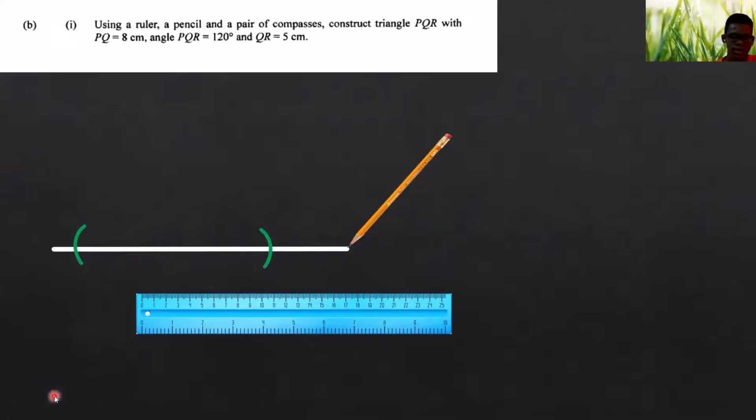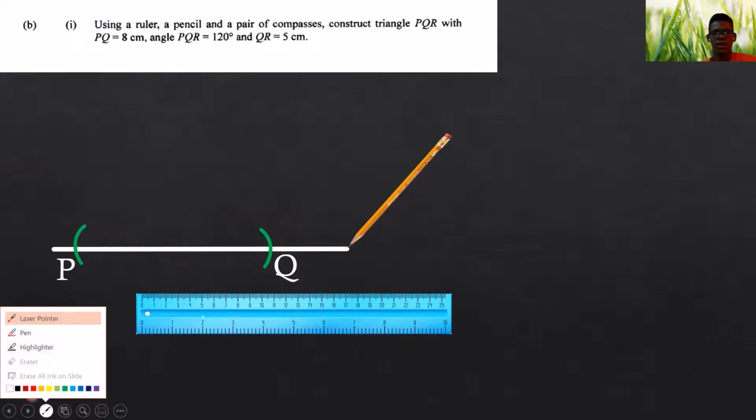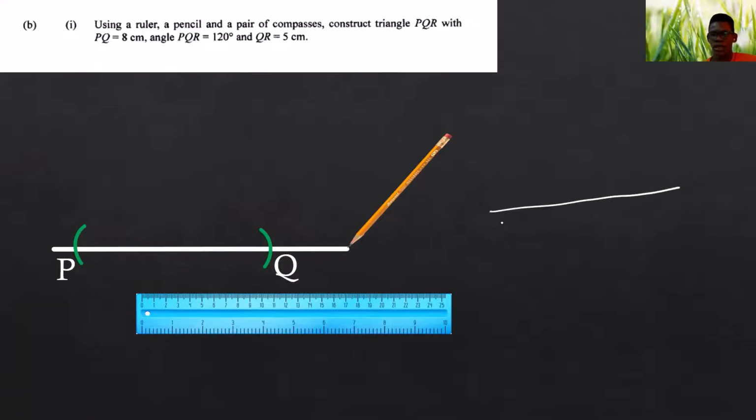So this is 8 centimeters, and it's going to be our PQ line. This is P and this is Q, PQ. This is 8 centimeters. Now what I want to point out is, you notice I didn't draw the line and then put the ruler on the line and take off up to 8 centimeters. I just marked off 0 to 8, and okay, this is P and this is Q.